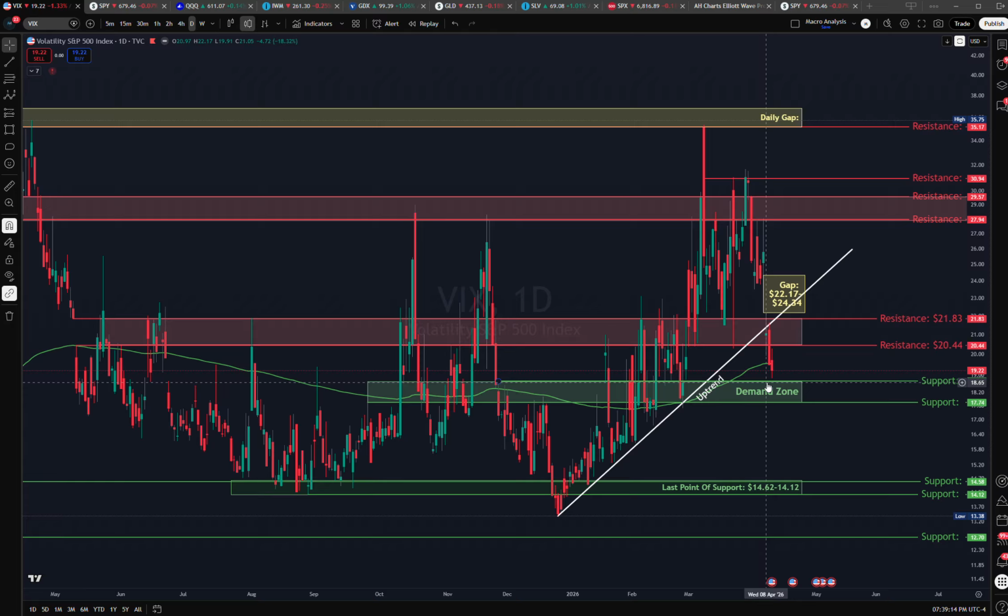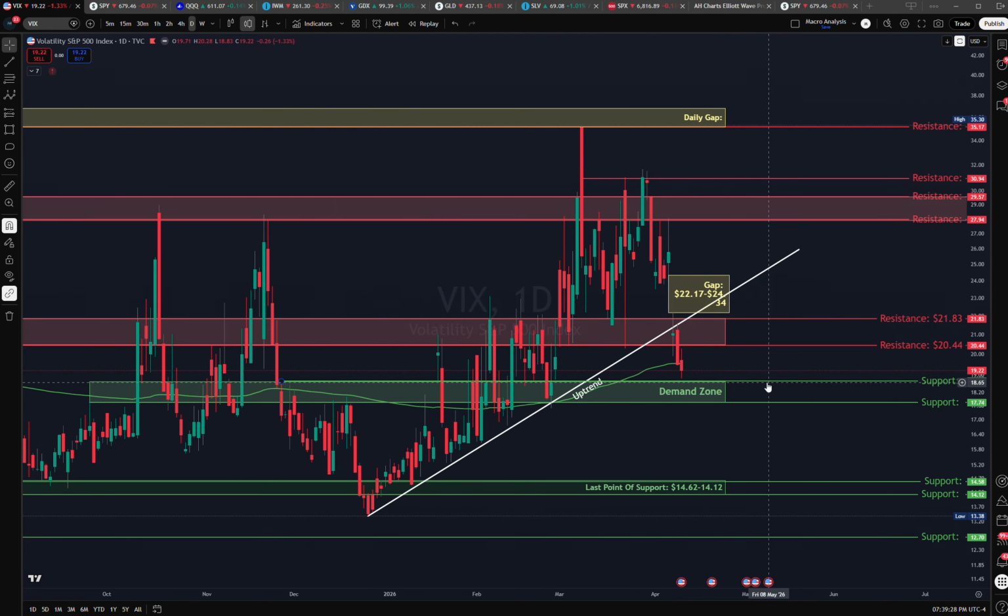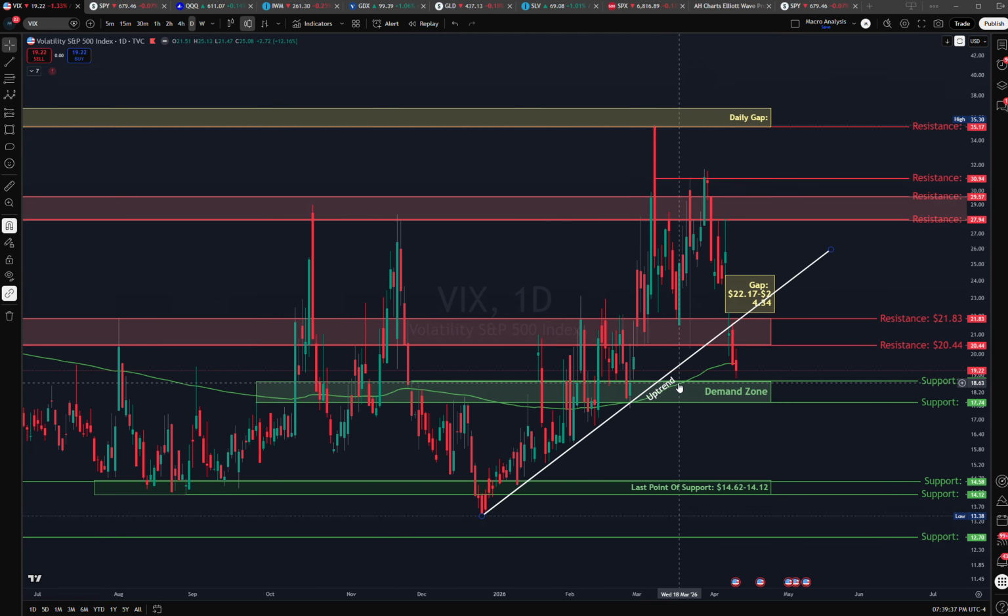Because price has broken below that level, I switched it back over to a resistance level, because once price gets above resistance, it becomes support if it's being retested and held. In this case, it has broken below it again, and now we're targeting lower. It has also broken below this uptrend line that I have here. So now the area that we're looking at is this demand area between 18.70 and 17.74.